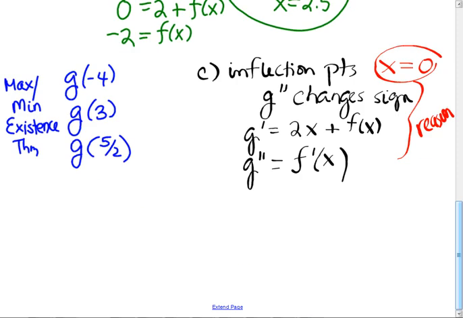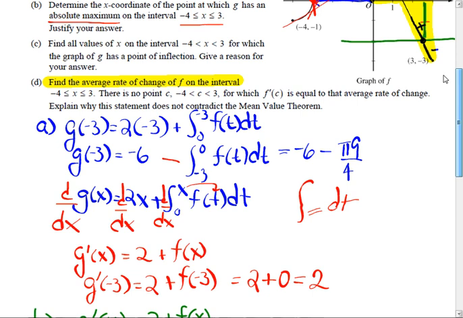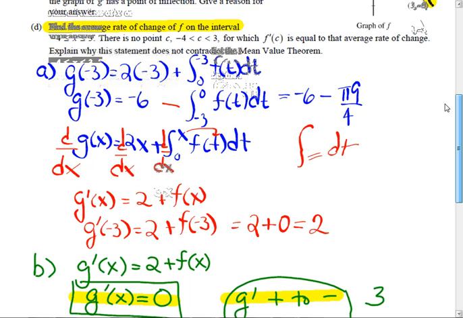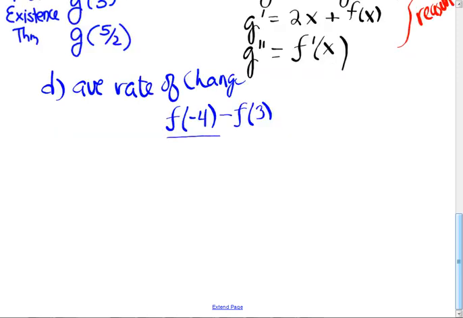Okay, so this is D. What's the average rate of change? How do you find it? That's right. It's just the slope of the secant line. And we are doing this between the endpoints. Is that right? Oh, I hate this. So I'm going to do f of negative, and I want a f, not h. So it's f of -4 minus f of +3, is it? Yeah, it must be. Over -4 minus 3.